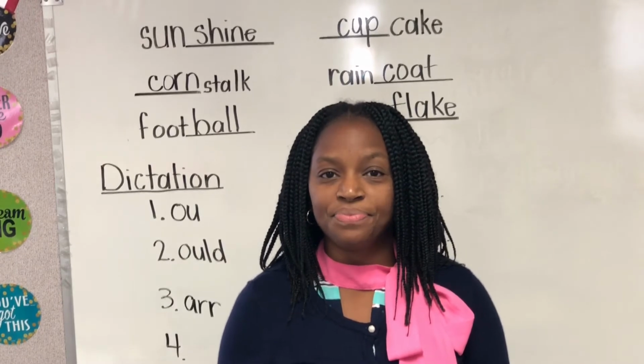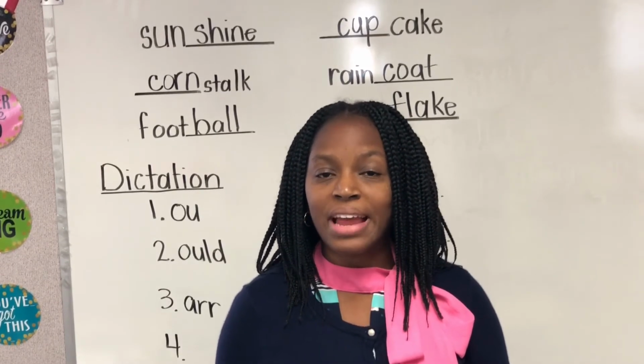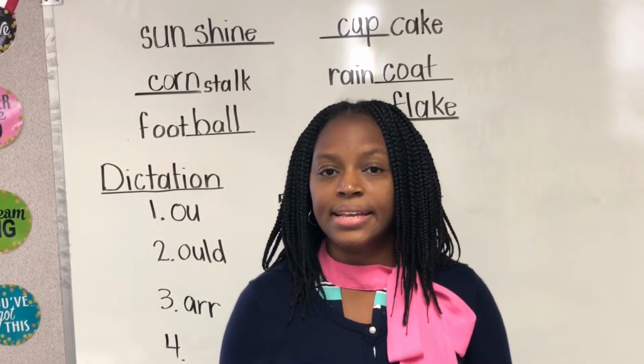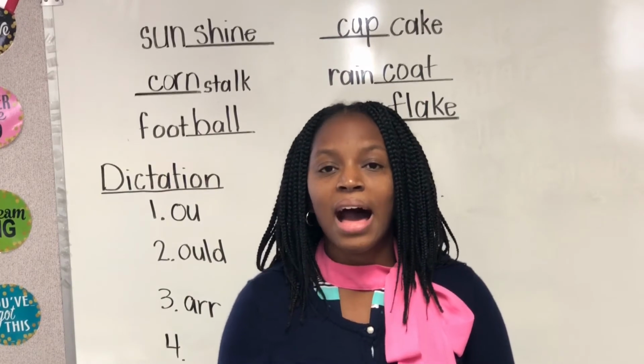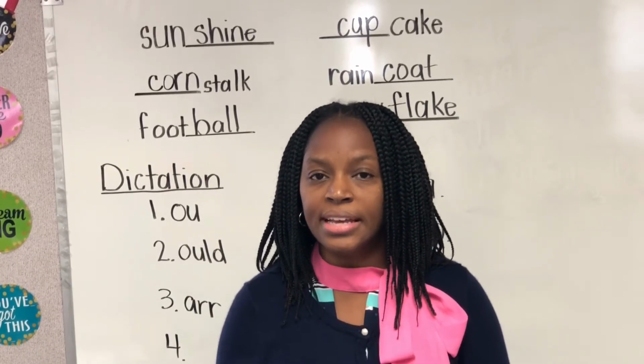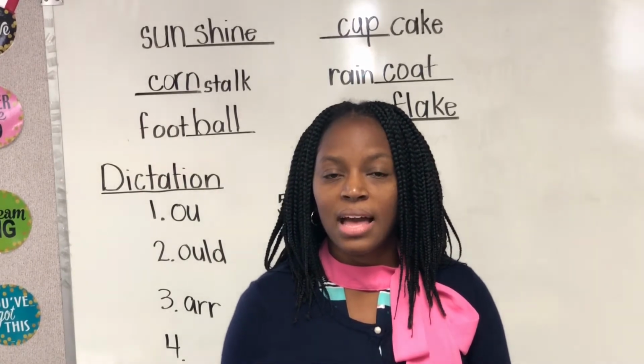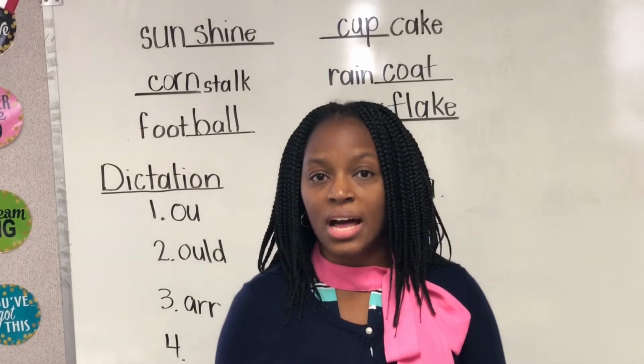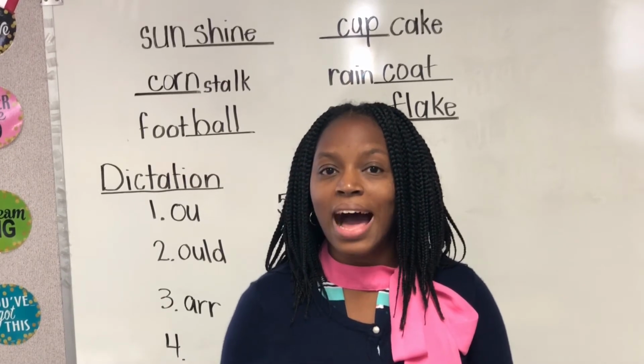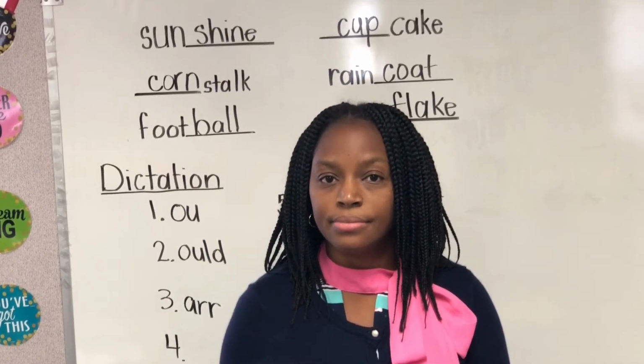Number four, write the special sound child in child. Aisled and child. Aisled and child is spelled I-L-D.